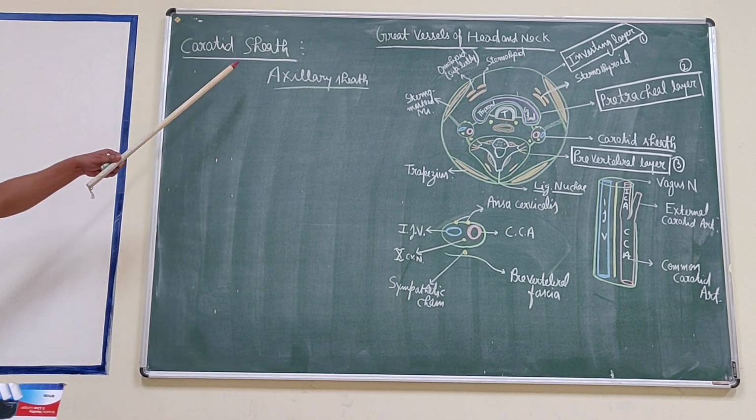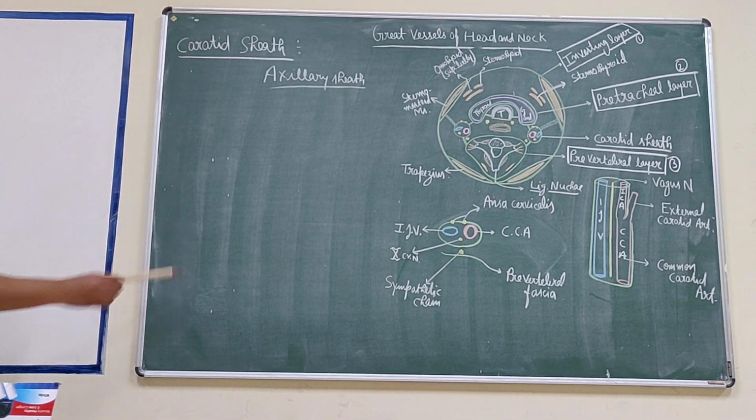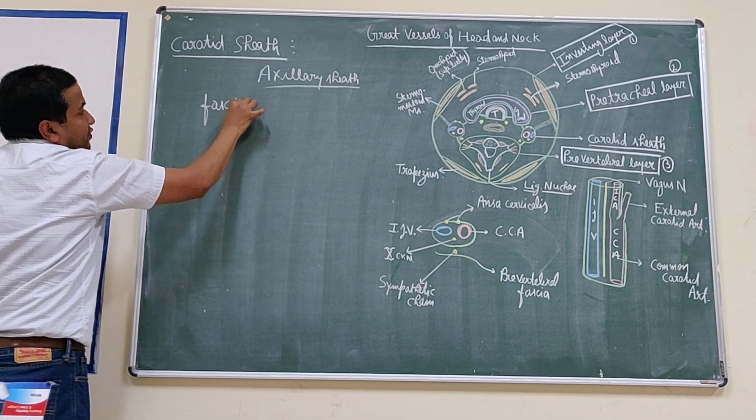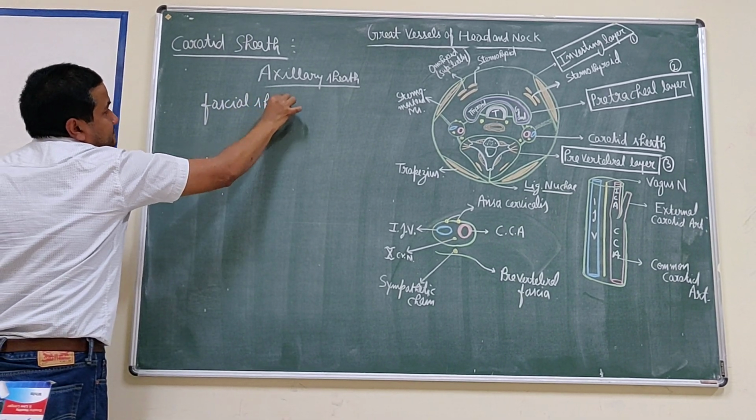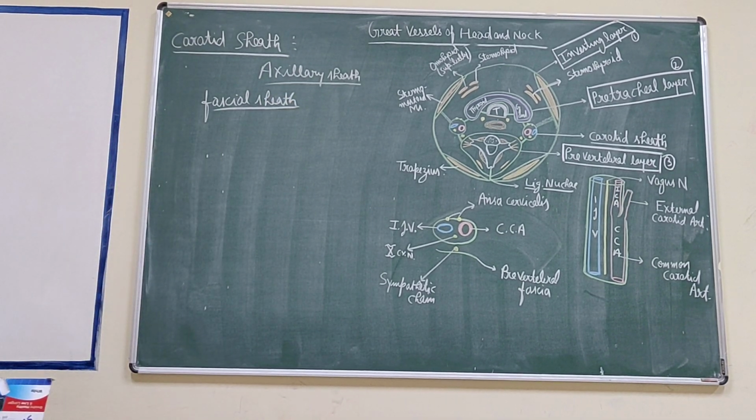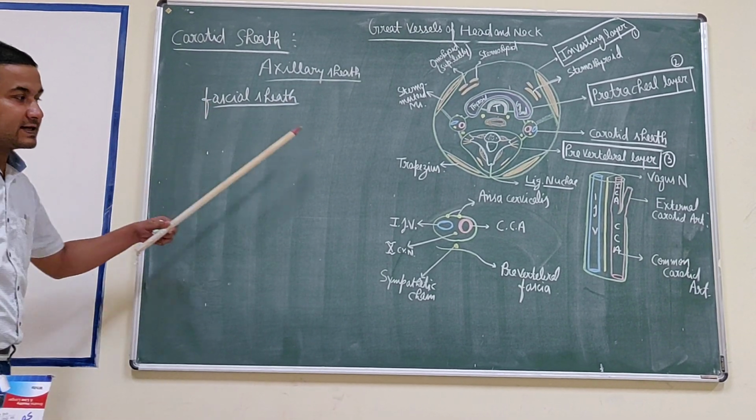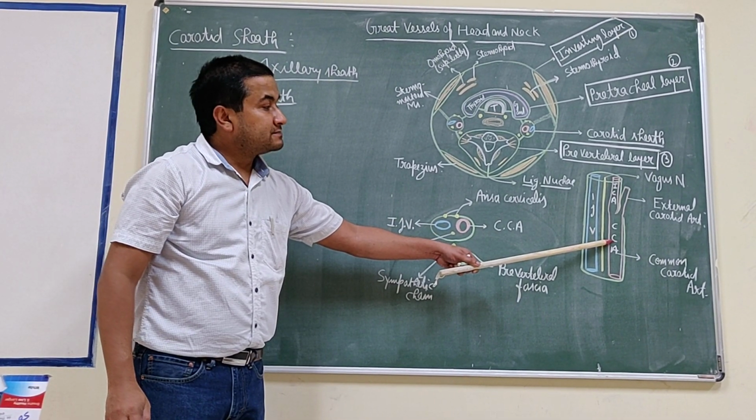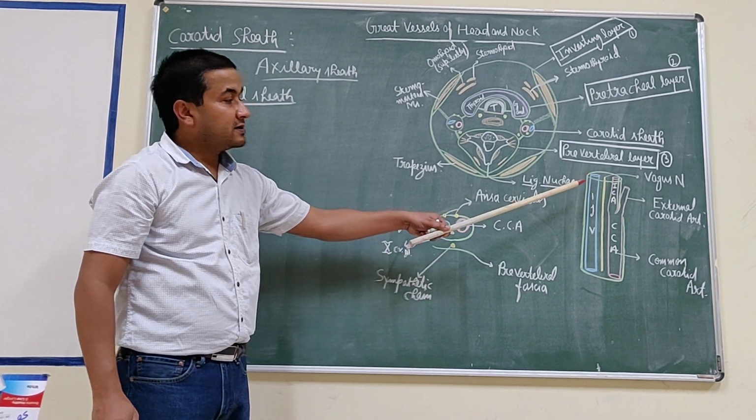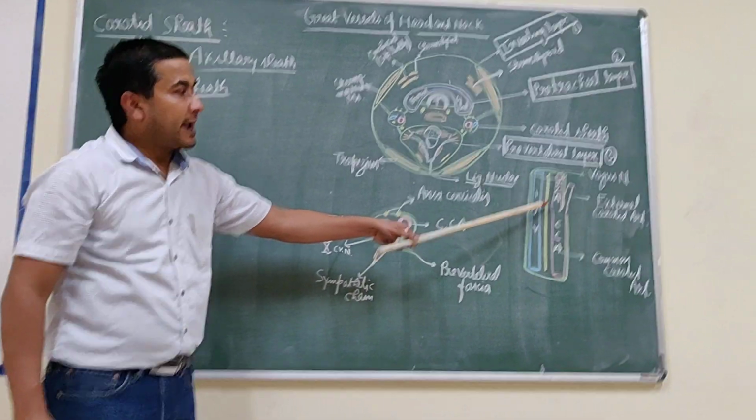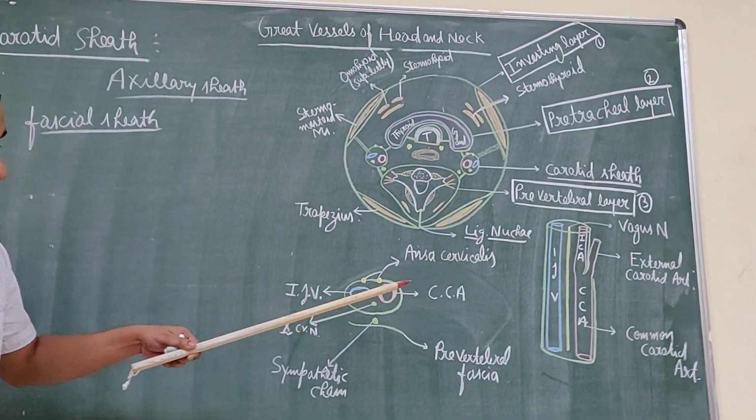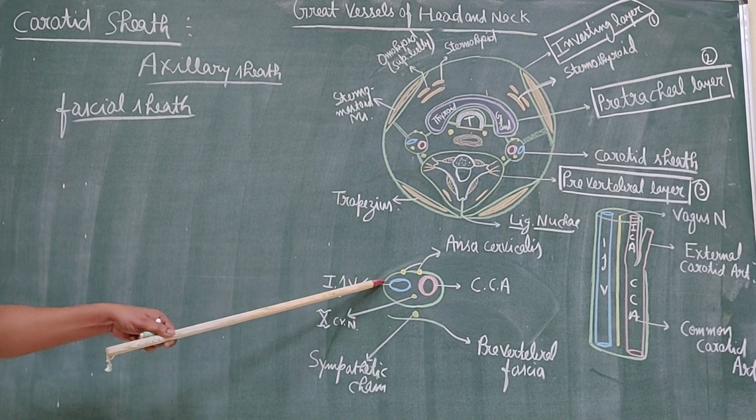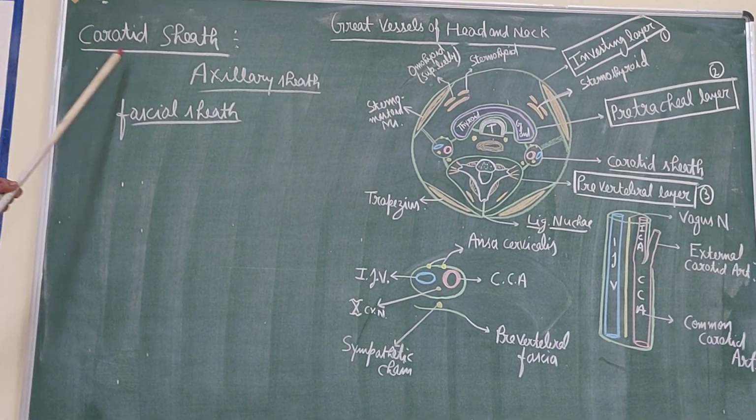Like the axillary sheath, this carotid sheath is a fascial sheath that encircles the common carotid artery, internal carotid artery, internal jugular vein, and the vagus nerve. These structures are surrounded by the fascial sheath. That fascial sheath is known as the carotid sheath.